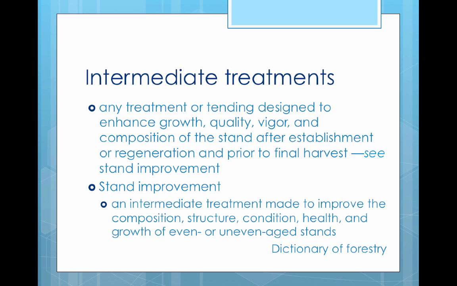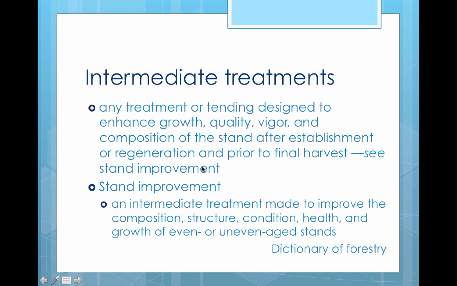So an intermediate treatment is any treatment or tending designed to enhance growth, quality, vigor, and composition of the stand after establishment or regeneration and prior to the final harvest. So we have the three parts of a silvicultural system. We have regeneration, tending, and harvesting. And just like the definition says, an intermediate treatment is tending, so it's that middle part. We're doing something to improve the quality, the composition, something. We're doing something to improve that.